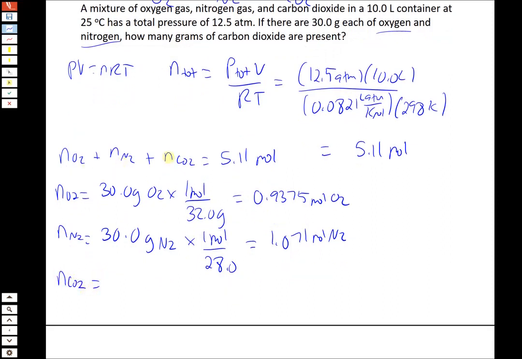So what that means is that the moles of CO2, we're just going to do by difference. We're going to take the total number of moles, which is 5.11. We're going to subtract the moles of oxygen, 0.9375. And we're going to subtract the moles of nitrogen, which is 1.071. So what that leaves us with for CO2 is 3.155 moles.